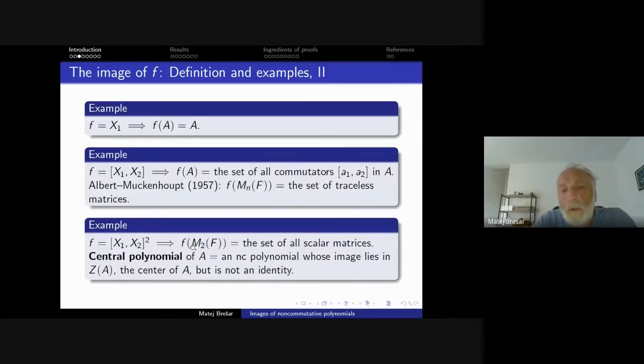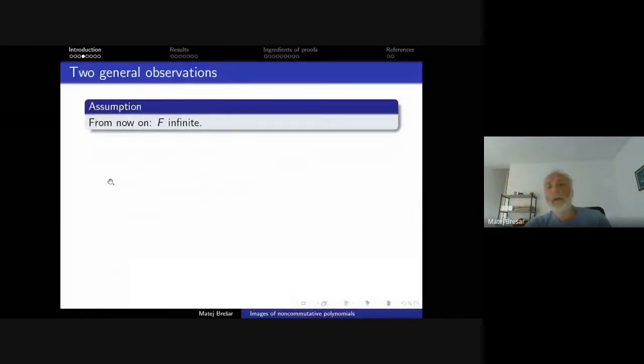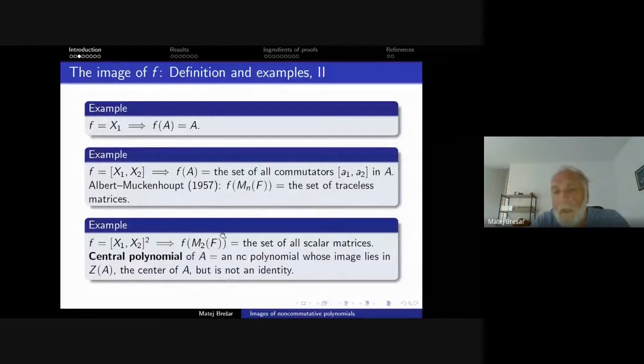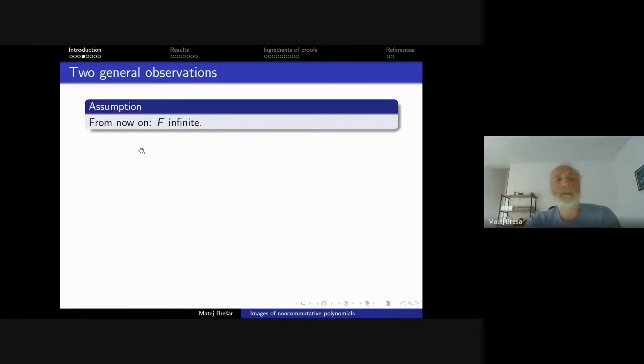And the next example is also a very standard one. If we take the square of the commutator and look at its image on 2x2 matrices over a field, then this will be the set of all scalar matrices, which can be easily checked. For example, it follows immediately from the Cayley-Hamilton theorem. So this is an example of what we call a central polynomial. A central polynomial is a non-commutative polynomial whose image lies in the center of the algebra, which I will always denote by Z(A), but is not an identity of the algebra. So these were a few examples of images.